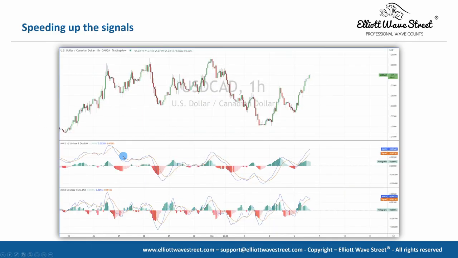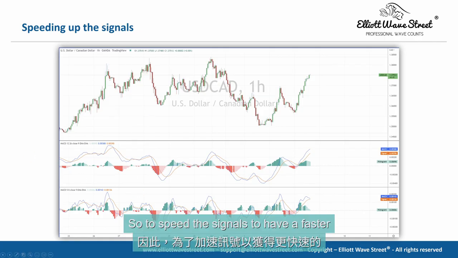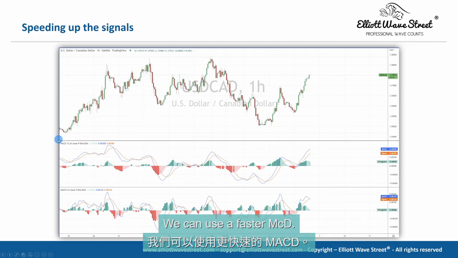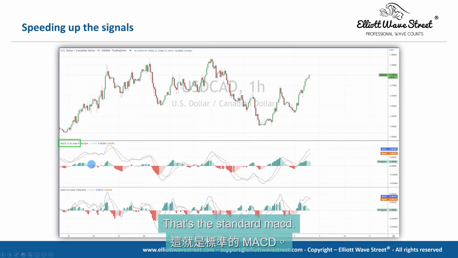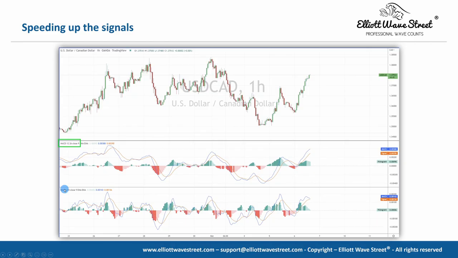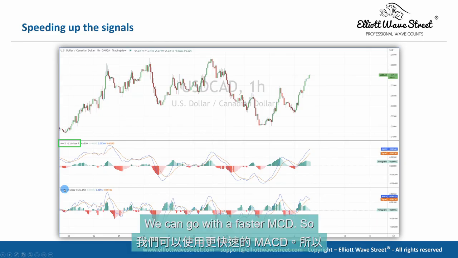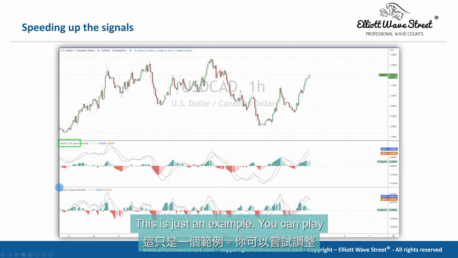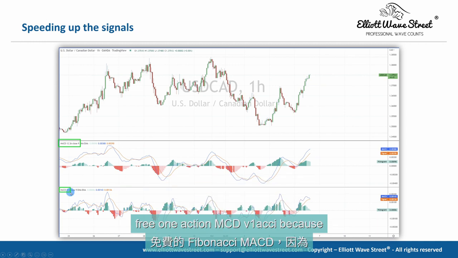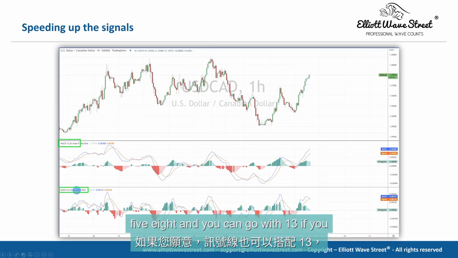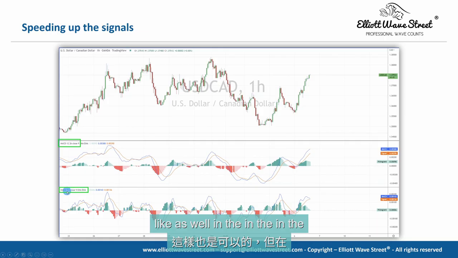The next setup is speeding up the signals. So to speed the signals, to have a faster signal, we can use a faster MACD. So in this case, the standard MACD is 12, 26, 9, right? That's the standard MACD. But if we want to have faster signals, we can go with a faster MACD. So this is just an example. You can play around with the numbers, but I picked this Fibonacci MACD. Fibonacci because I have 5, 8, and you can go with 13 if you like as well in the signal line. It will be fine, but 5 and 8.